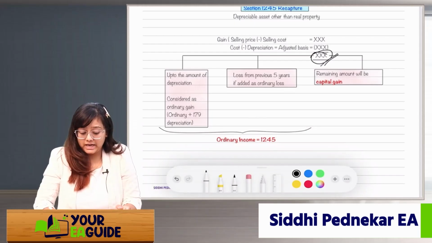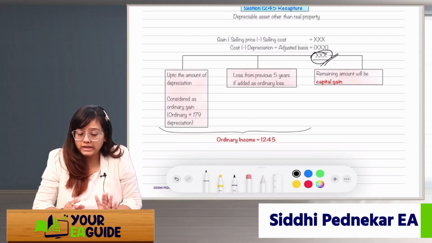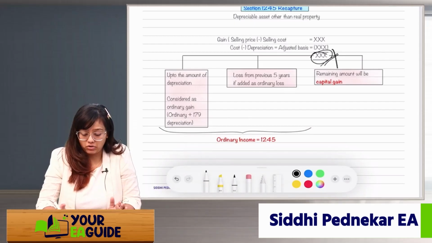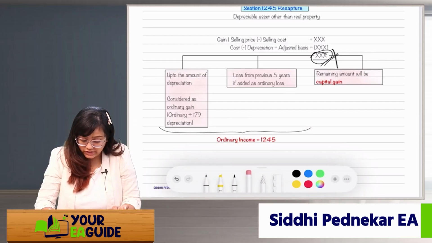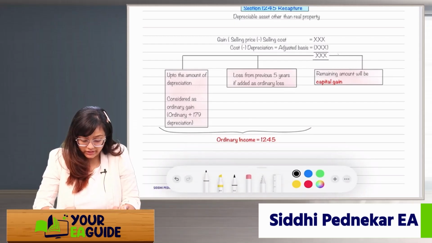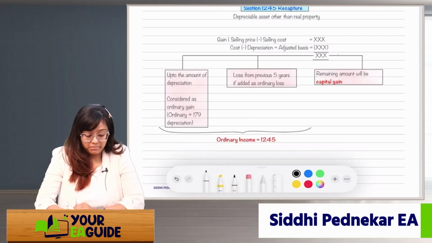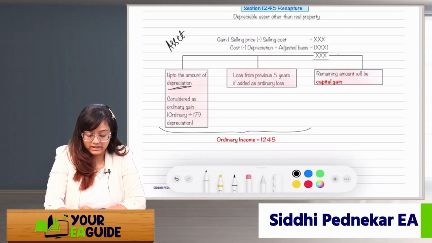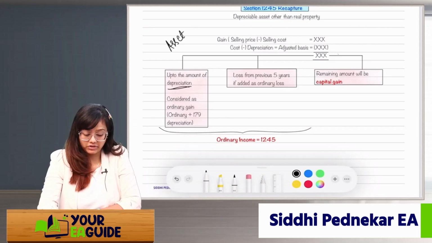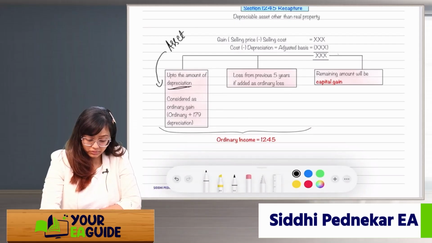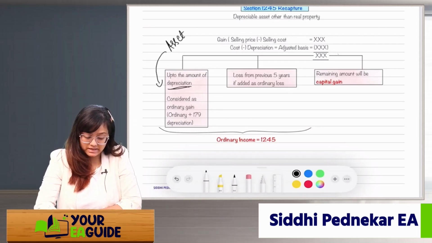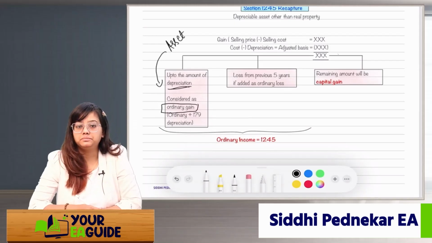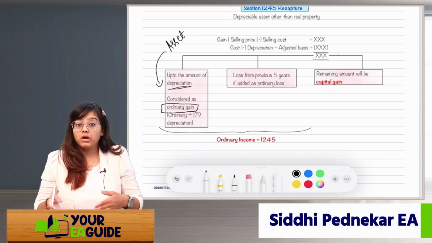Now this gain should not be called wholly a capital gain. It has to be allocated amongst 3 different parts. How will it be allocated? First, whatever depreciation you have claimed on the asset which you are selling, up to that amount, it will be considered an ordinary gain. Up to the amount of depreciation.